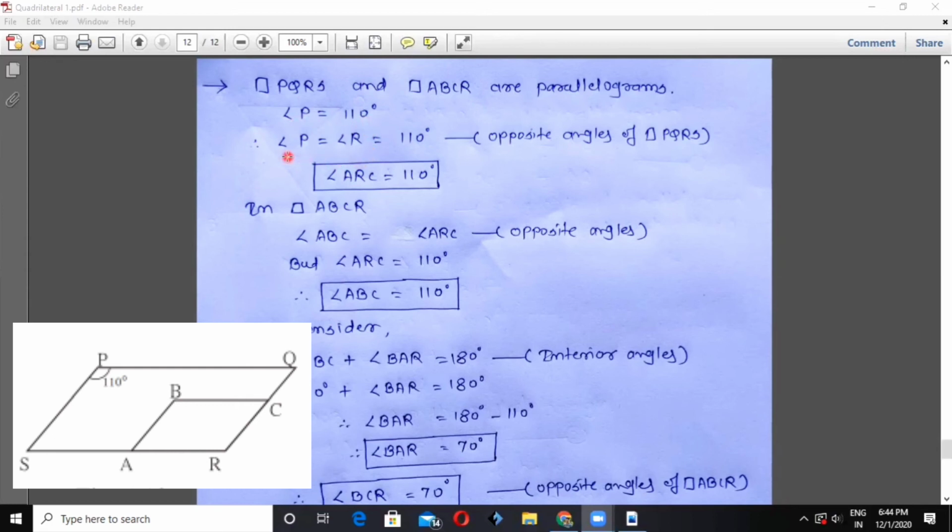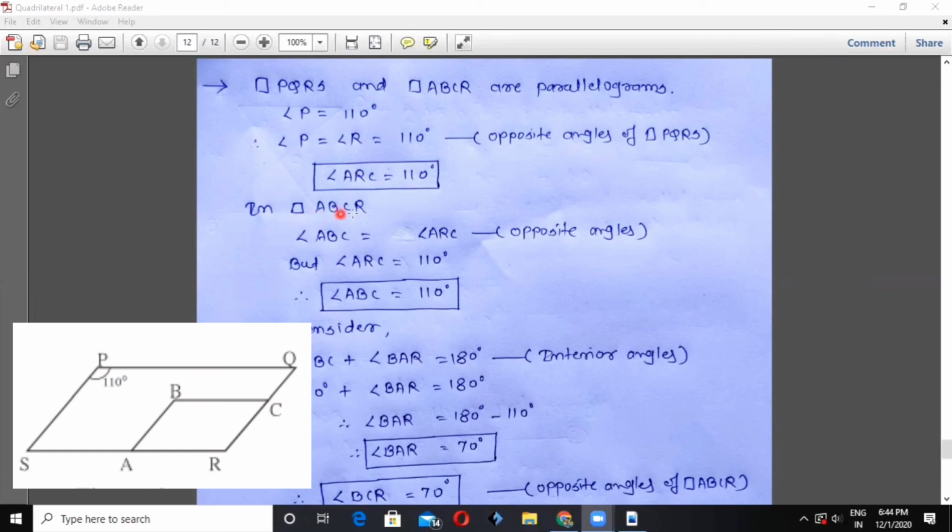Now in the diagram, as you can see, angle P and angle R are opposite angles, so they must be congruent, as these are the opposite angles of a parallelogram. So if angle P is 110, angle R is also 110 degrees. So for angle R, we can also call angle ARC, which is one of the angles of quadrilateral ABCR. So measure of angle ARC is 110 degrees.